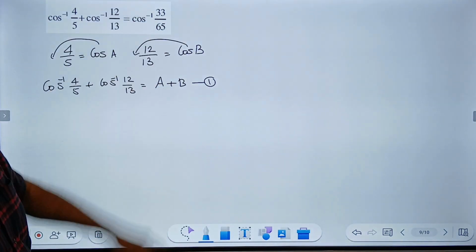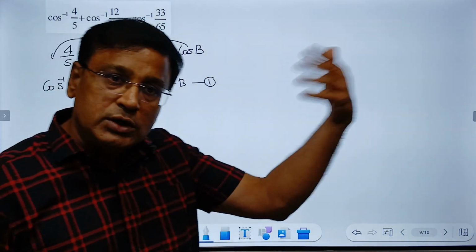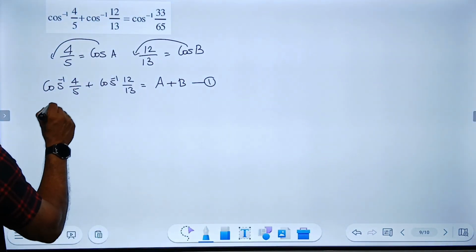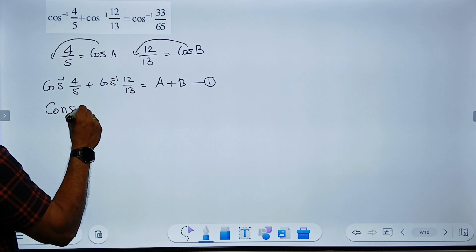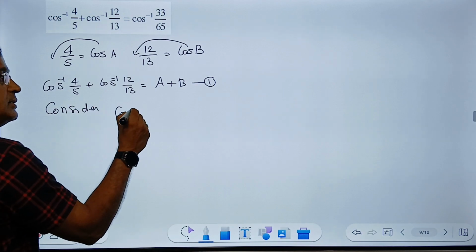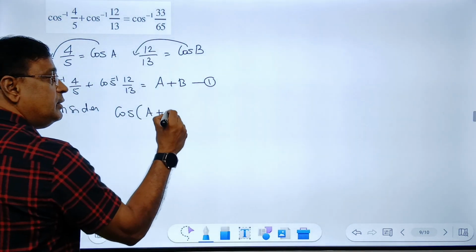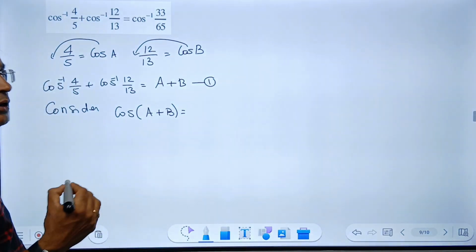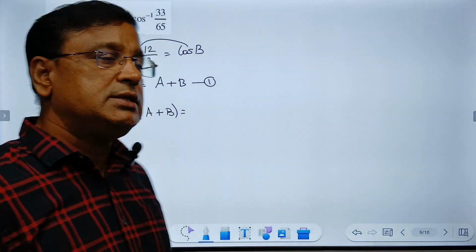But what I want to prove on the right hand side, I want to prove cos inverse of. So what I should consider? Should I consider sine, tan or cos? I have to consider cos because I want to prove in terms of cos. Now again go back to our class 11. Class 11 cos A plus B.